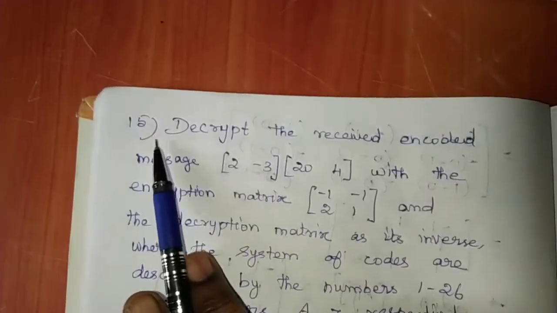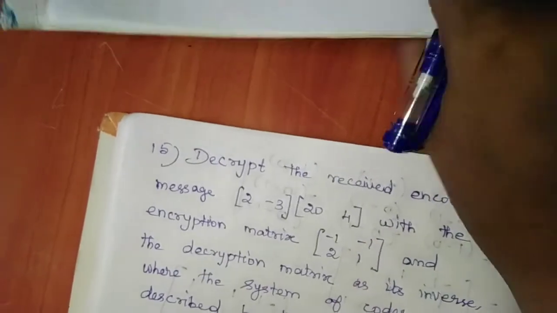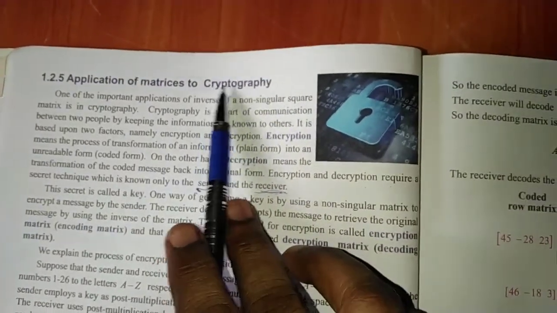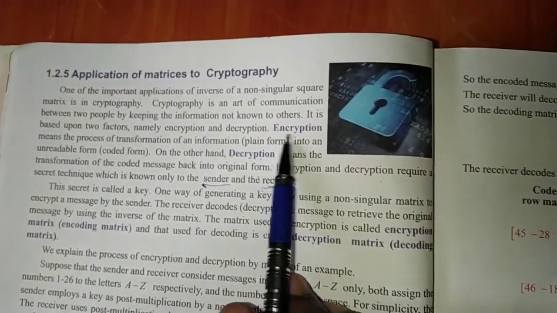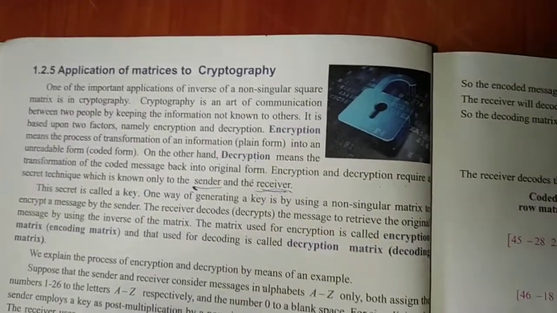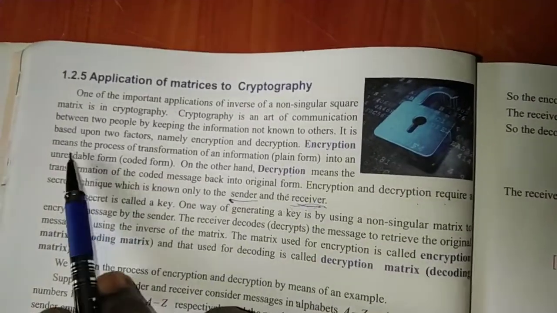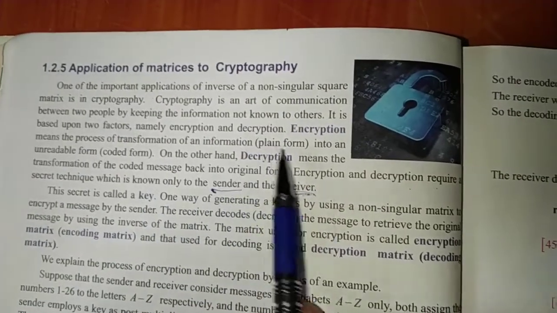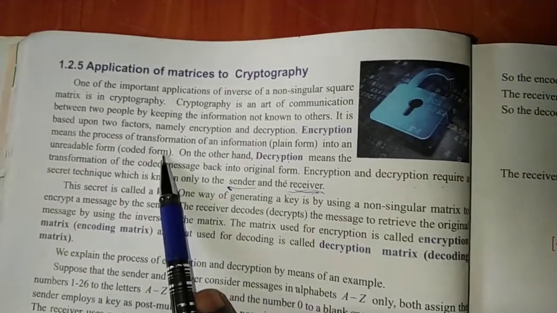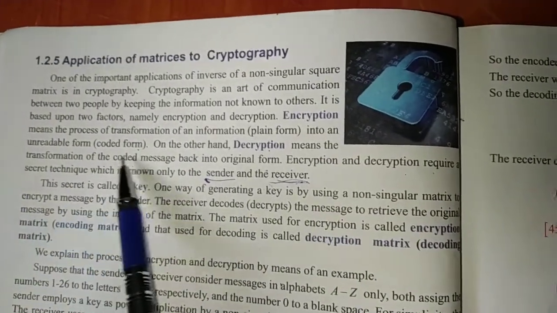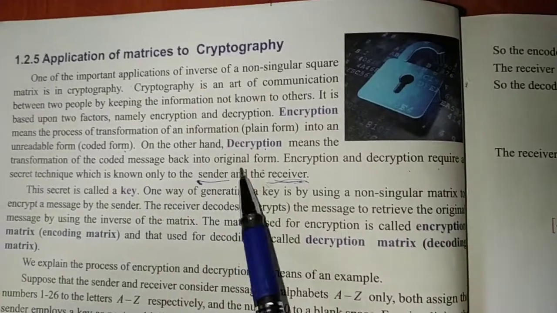See the next sum, the 15th sum. See your book, new concept: cryptography. Cryptography includes encryption and decryption. Encryption means the process of transforming information into a coded form. Decryption means the transformation of the coded message back into the original form.